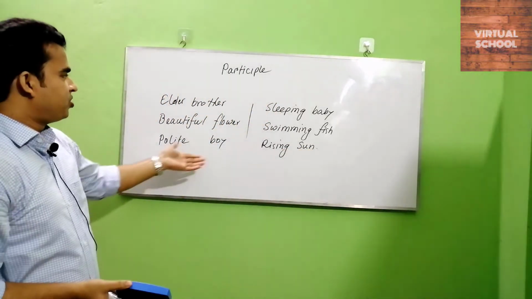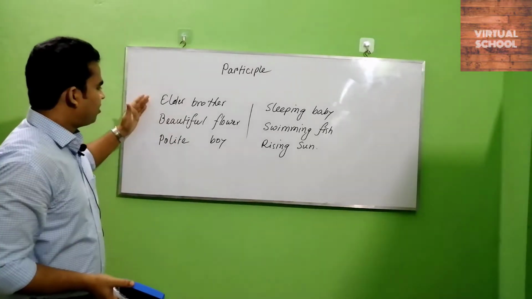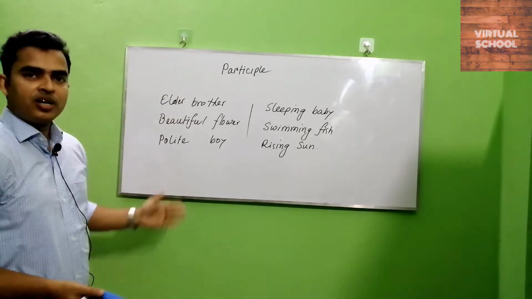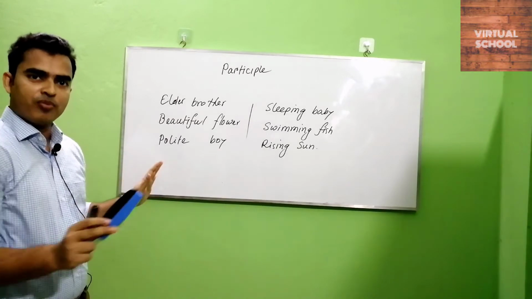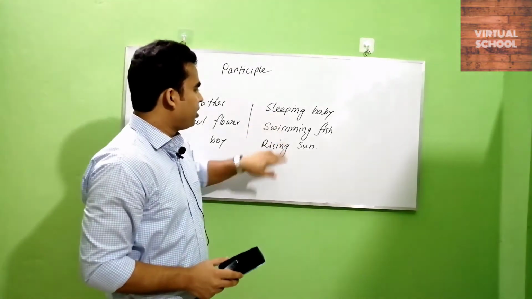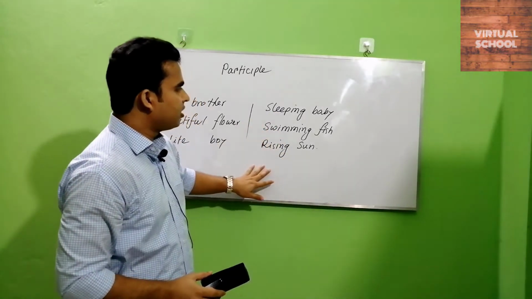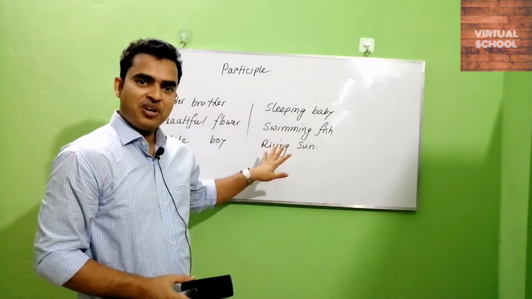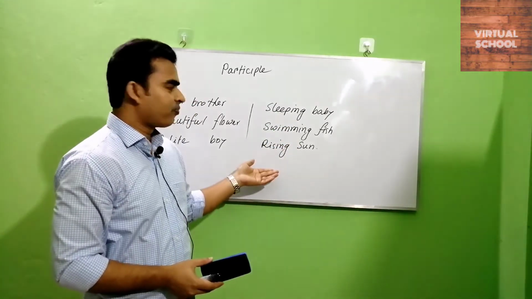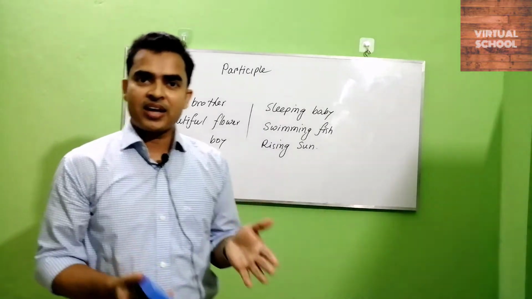What's the difference between these two groups of words? Elder, beautiful, polite, all these are adjectives and nothing more. But sleeping, swimming, rising, all these are also adjectives, but there's a force of a verb in them. It represents that an action is going on.